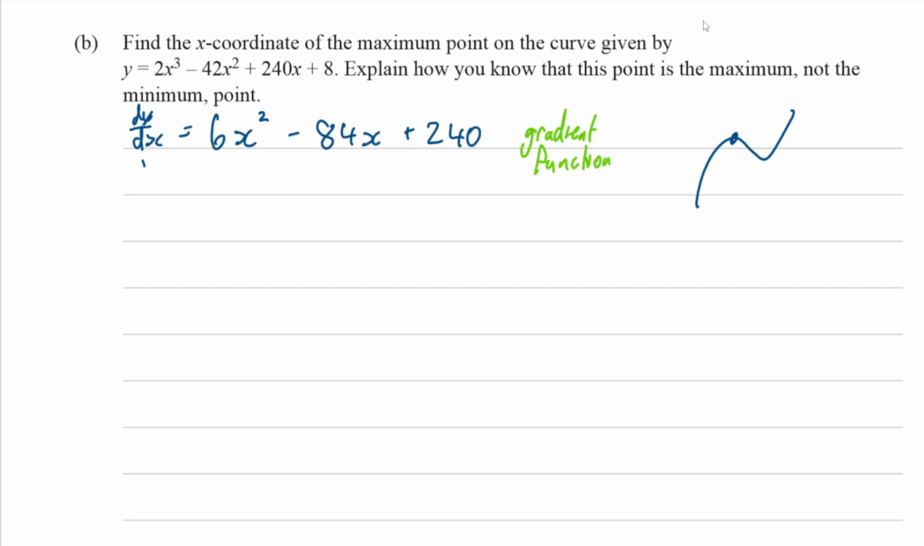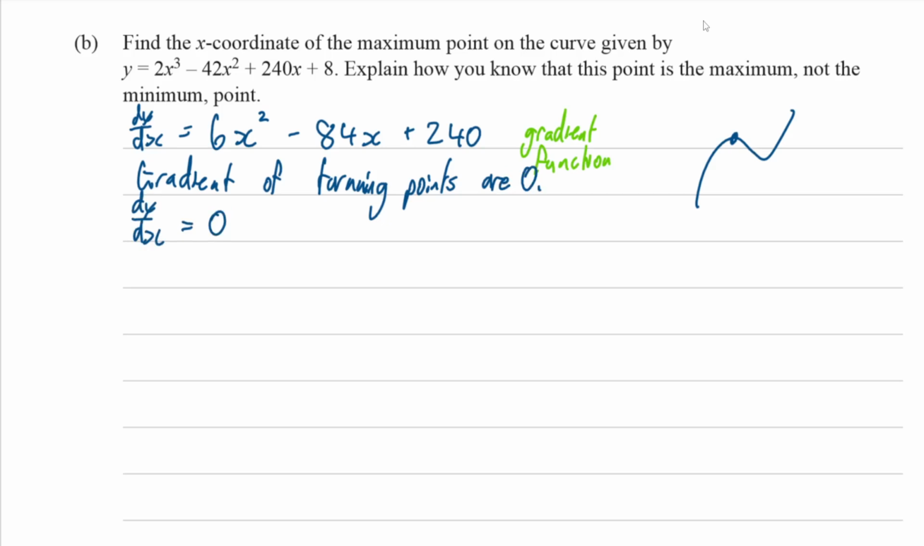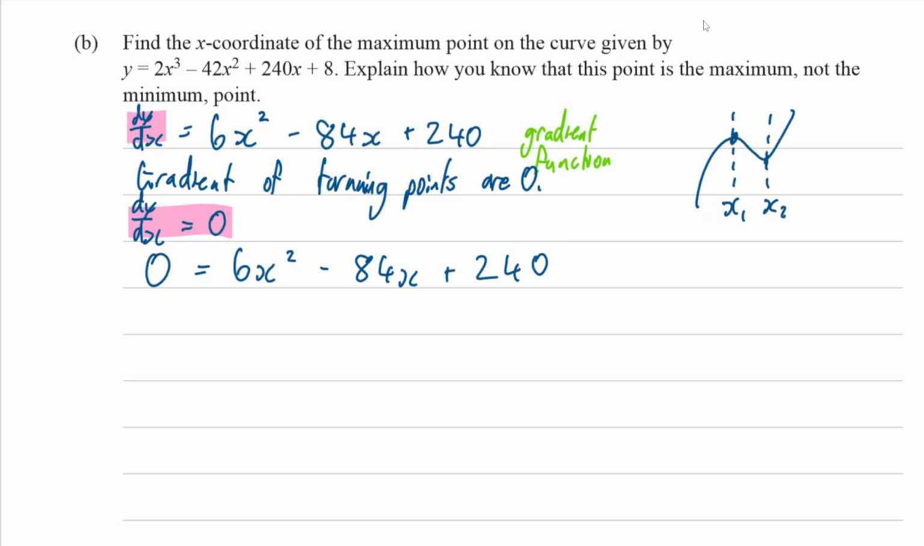And we know that the gradient of turning points is 0. In other words, dy by dx equals 0. So we can substitute 0 into our gradient function for the gradient. And we get this quadratic equation. Now when we solve for x, that x value will correspond to the x values of, in this case, both turning points, because it's a cubic, so we expect 2 turning points. And then we need to determine which one is the maximum point.